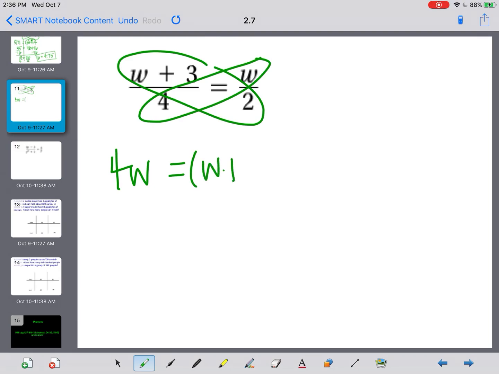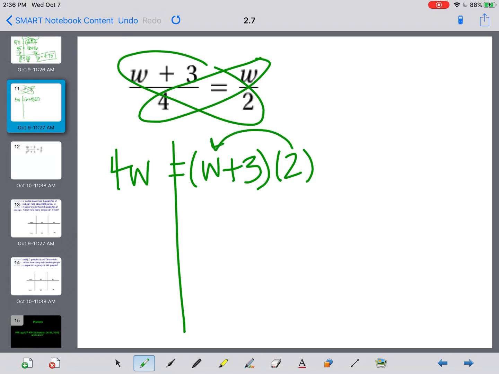Okay, 4 times w has to be equal to w plus 3 times 2. Now I have a multi-step equation with variables on both sides. I'm going to distribute first. So I will have 2w plus 6 equals 4w.